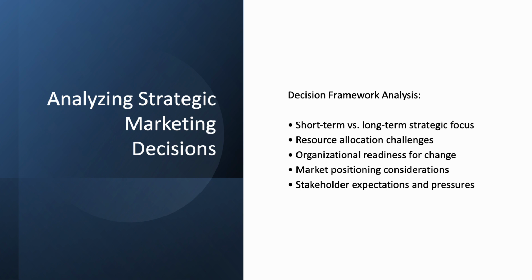The fourth consideration is market positioning. In a crowded digital landscape, companies must clearly articulate their unique value proposition and consistently communicate it to their target audiences. Finally, stakeholder expectations create additional complexity. Different stakeholders, from investors to customers to employees, may have conflicting priorities that must be balanced. Understanding these factors will help us evaluate which Pinterest option offers the best strategic path forward.